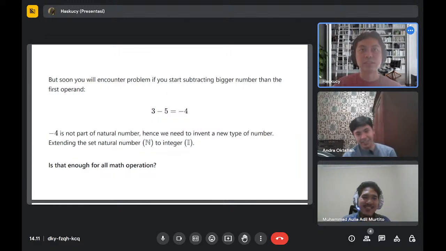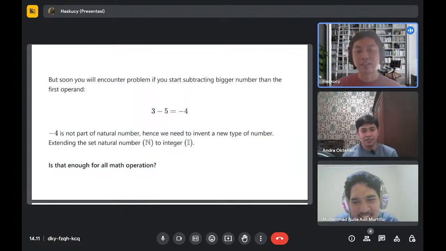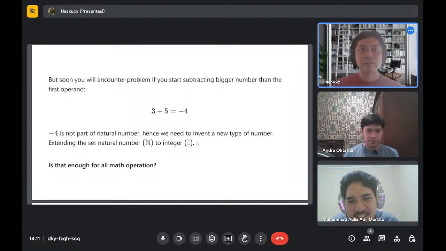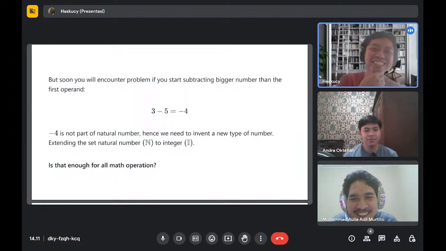What I mean is -1, -2 is not part of the natural numbers. Hence, we need to invent a new type of number, like -1, -2, -3. This is extending the natural numbers to the integers. The integer symbol is actually supposed to be Z, but I made it wrong, I guess.